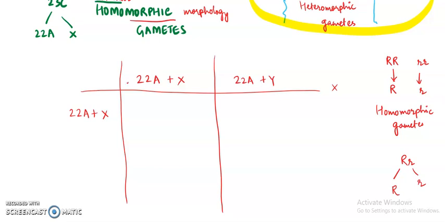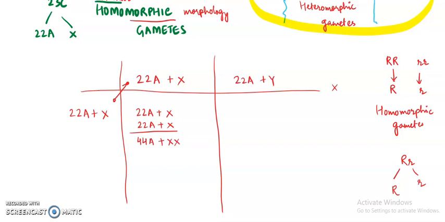And after crossing this with this, both will be there and we would be writing them in between. So 22 autosomes plus X, and here 22 autosomes of the female. If you are going to do the summation, then it will become 44 autosomes plus XX.